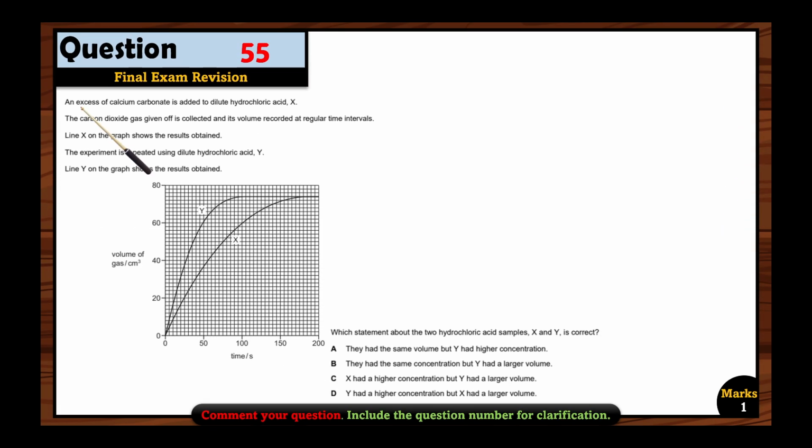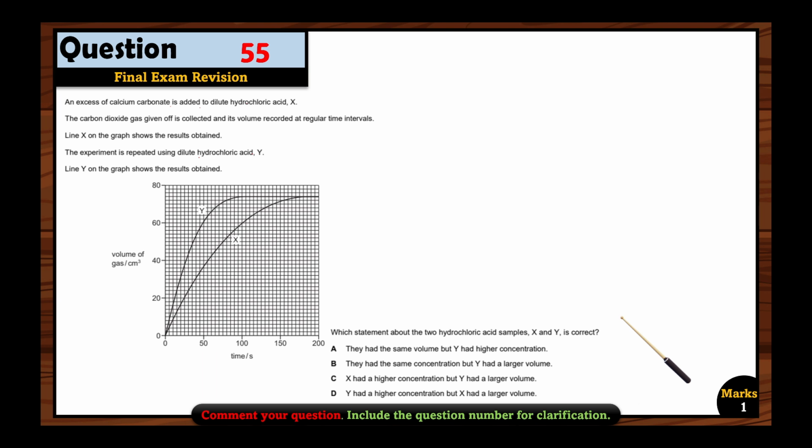Question 55. An excess of calcium carbonate is added to dilute HCl X. The carbon dioxide gas given off is collected and its volume recorded at regular time intervals. Line X on the graph shows the result obtained. The experiment is repeated using dilute HCl Y. Line Y on the graph shows the result obtained. Which statement about the two hydrochloric acid samples X and Y is correct?